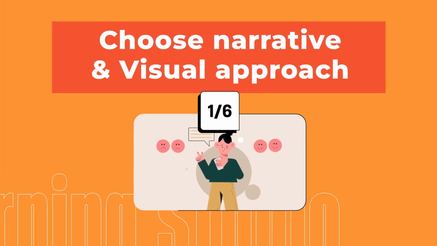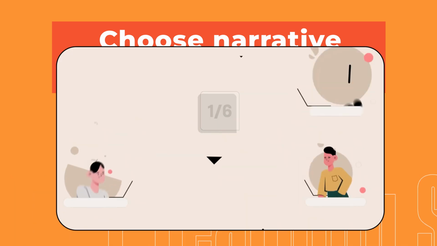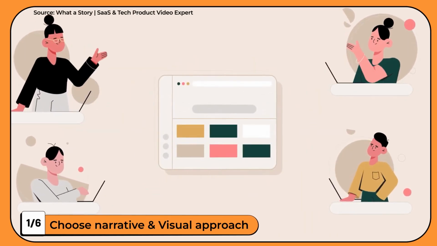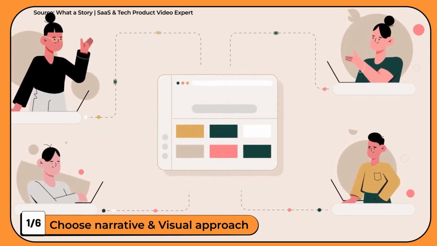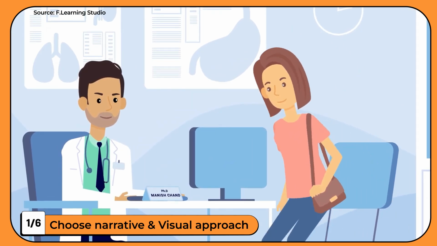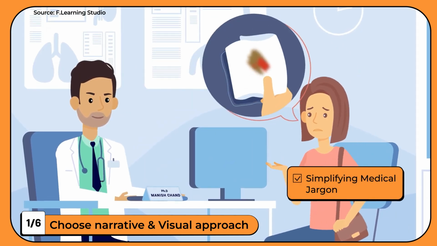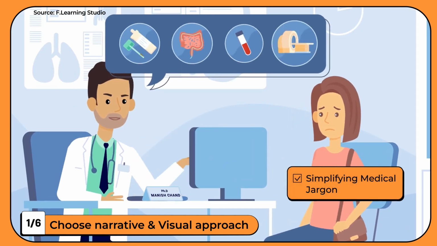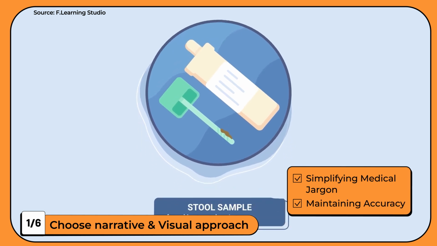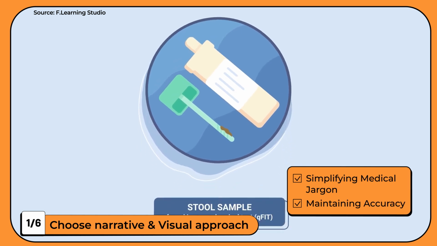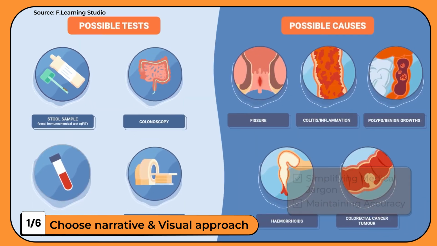First, choose narrative and visual approach. A good narrative breaks down the surgery into clear, easy-to-follow parts. At F.Learning Studio, we simplify medical jargon by translating complex terms into everyday language while keeping the content accurate. Precision builds trust, so simplification should never mean distortion.